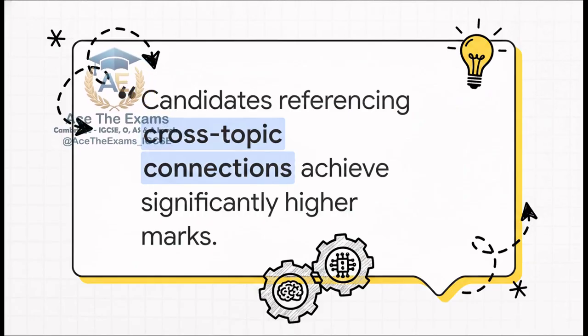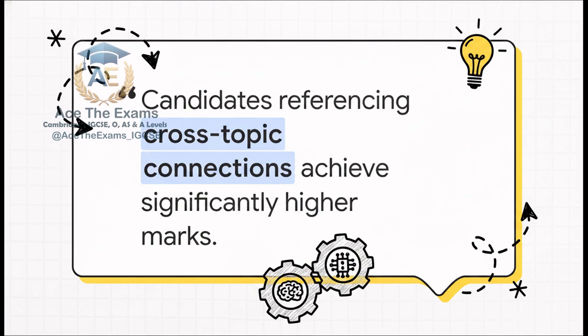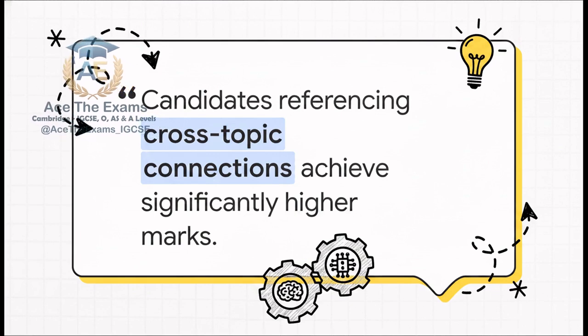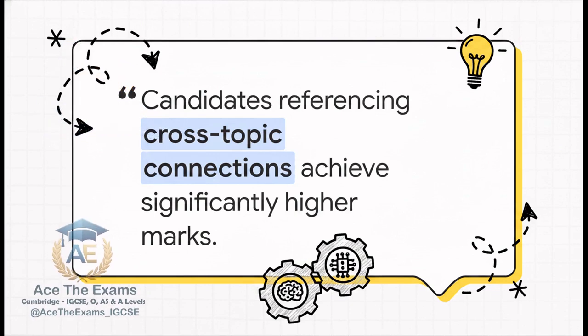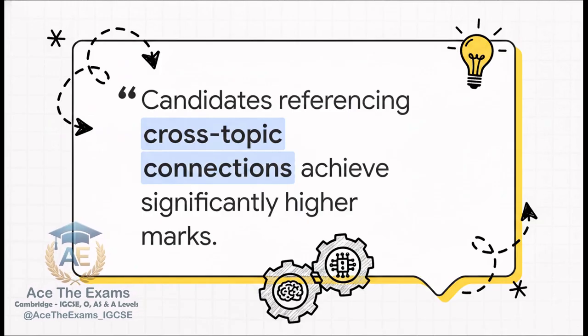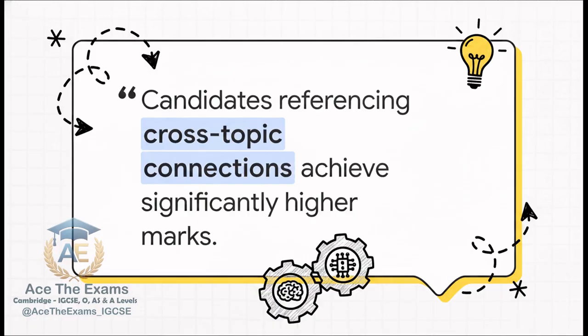You make your point about the expert system, you provide evidence from the scenario, you explain how the inference engine uses forward or backward chaining to reach a conclusion, and then you link it back to the specific command word in the question. This is how you show the examiner that you understand the big picture.